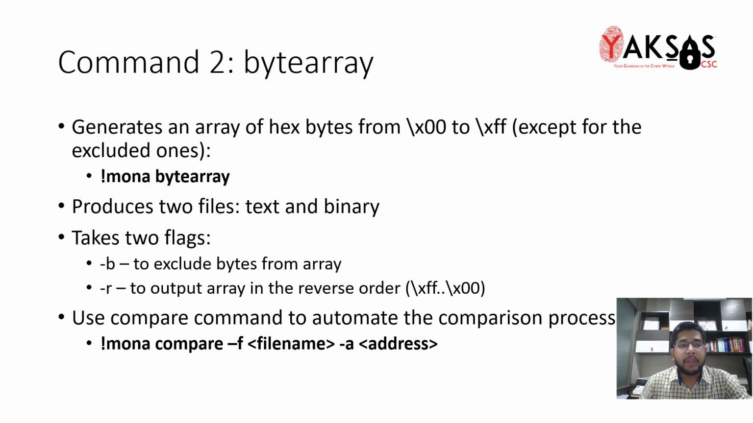This command produces output in the form of two files. One is a text file and another is a binary, that is a .bin file. And it takes two flags: -b, if you want to exclude certain bytes from the byte array, and -r, if you want to output the array in reverse order.